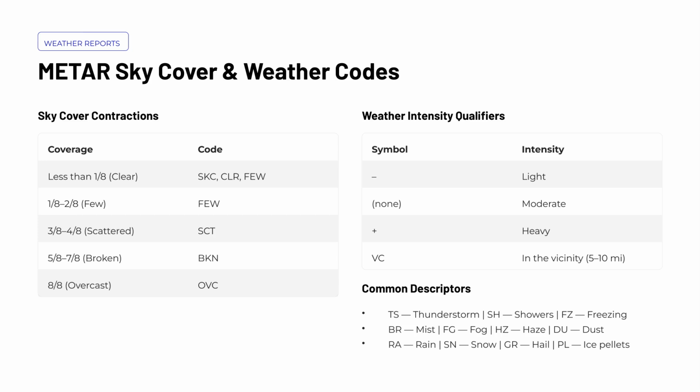Weather codes are often combined using descriptors and precipitation types. For example, TSRA means thunderstorm with rain, and FZFG means freezing fog. Common descriptors include TS for thunderstorm, SH for showers, and FZ for freezing conditions. Precipitation types include RA for rain, SN for snow, GR for hail, and PL for ice pellets. Understanding how these elements combine is essential for accurately interpreting any METAR report.